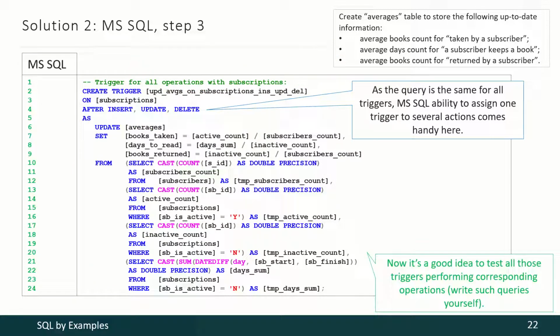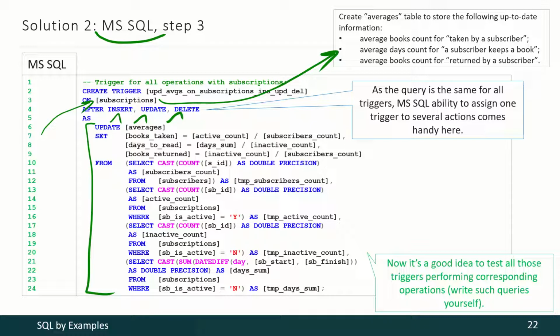But we have to remember about subscriptions table because modification of data in that table influences that data. So once again we are using Microsoft SQL Server's ability to associate one trigger with several operations, and that's why we only have to write this code once. And that's all, so now it's a good idea to test this solution, so please write corresponding queries yourself.